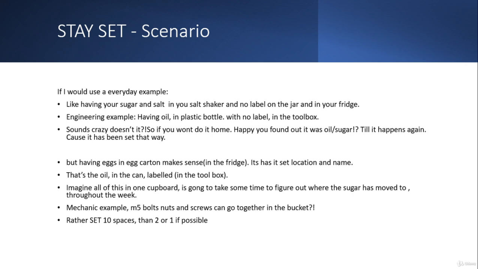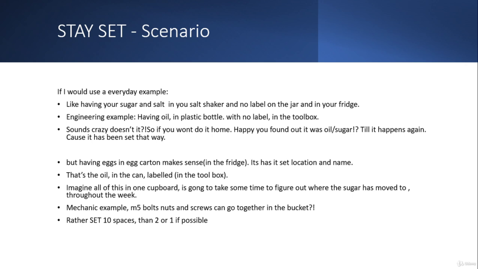But you might be happy that you found out that it was oil or sugar, till it happens again, for it has been set this way initially. A good example would be having eggs in an egg carton inside the fridge, it has a location and a name. That's the same as labeling the oil in the can and then labeling a toolbox, so you know the oil has a label and it's got an area inside the toolbox.